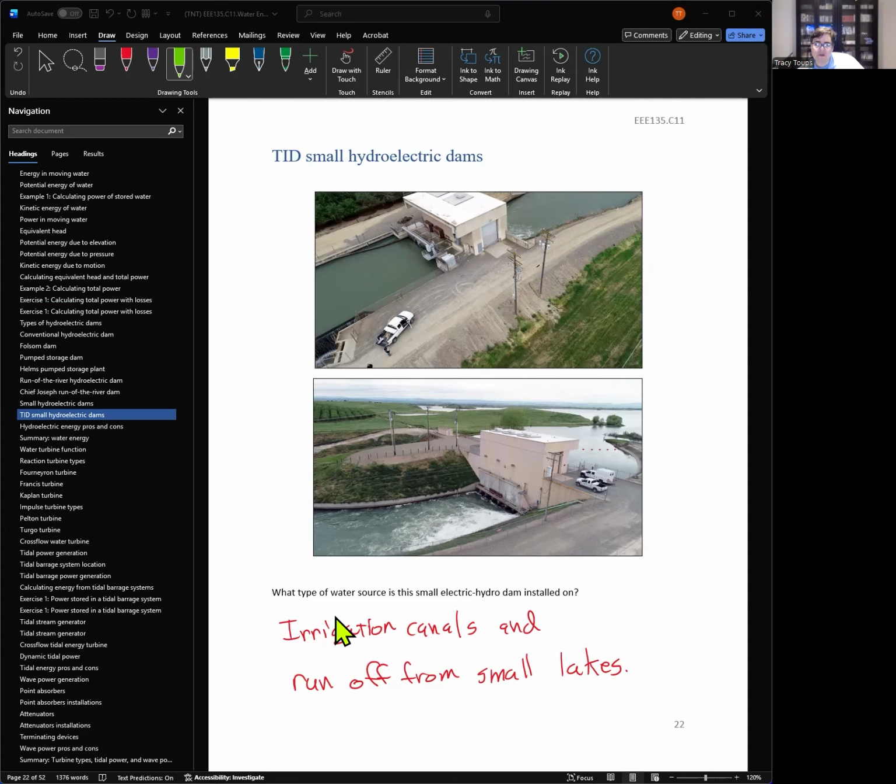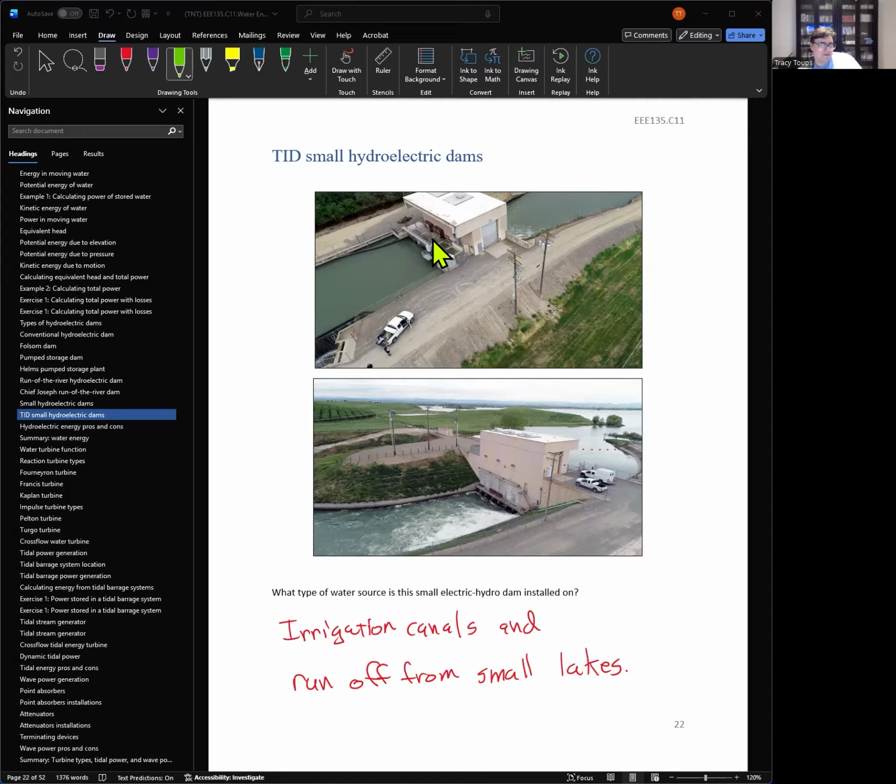Okay. What type of water source is this small hydroelectric dam installed on? Well, there's 2 types. One is a canal. So this is the irrigation canal we use to send water to the farmers. We said, let's put a little dam here. Might as well get some free power out. And it's true. The water's going to flow down here, and then it's going to exit over here. You see these little white ripples? This is the splash of the water falling out. It's going to keep on moving. It's going to continuously produce a little bit of electricity. Not much, but it's free.